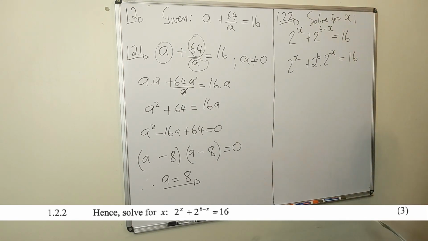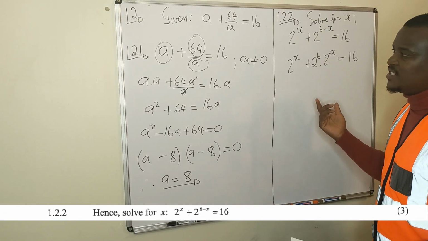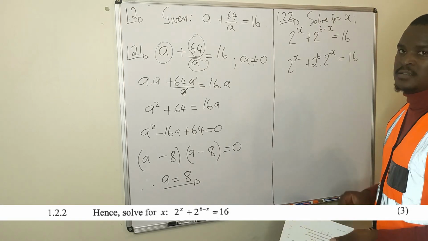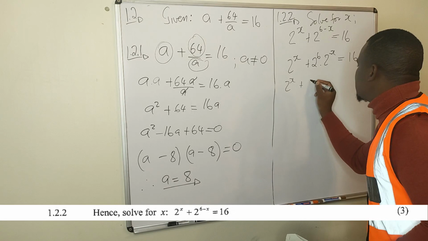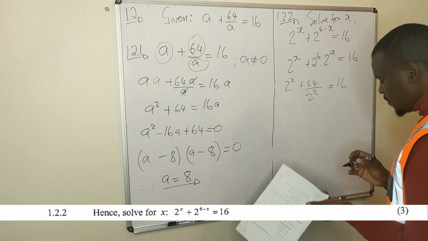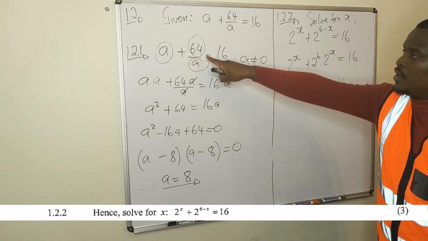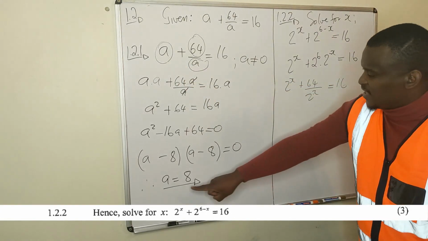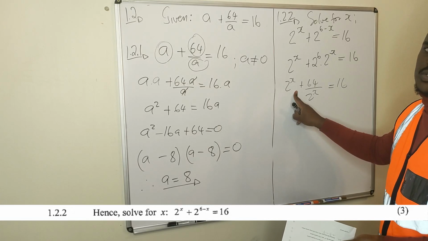Except that instead of a, they replaced it with 2 raised x. That's the only thing they did. You had a there, the only thing that you have here is 2 raised x. Otherwise, it's the exact same equation: plus 64 over 2 raised x is equal to 16. So, if we can substitute a here, it will look exactly like that one. Now, because you have solved for a and found that it's 8, you will be solving for 2 raised x on this one.